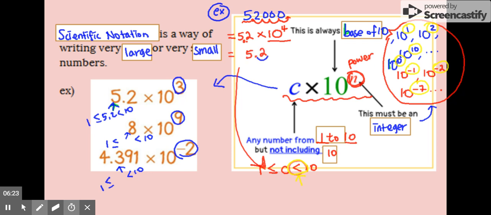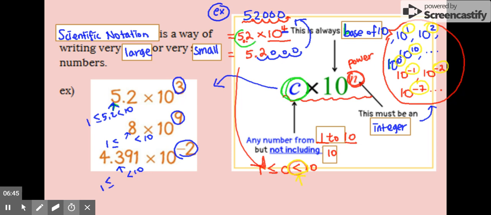So let me see, 1, 2, 3, 4, because you multiply by 4 zeros, right? 10 to the fourth power, which means you just move the decimal 4 times. 1, 2, 3. So there you go. It's exactly the number in the question. So this is how you do it. You need to choose C, right?